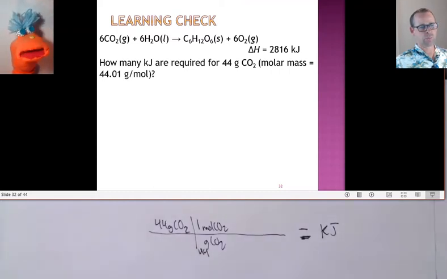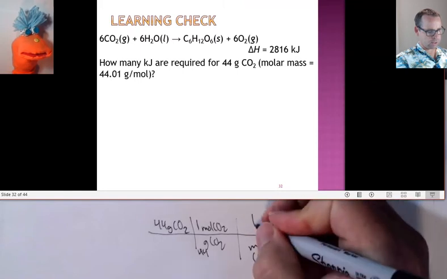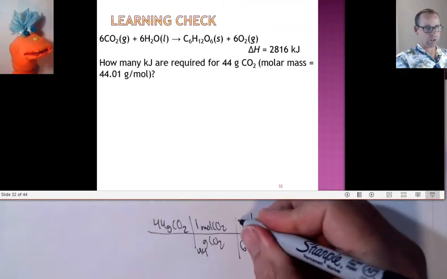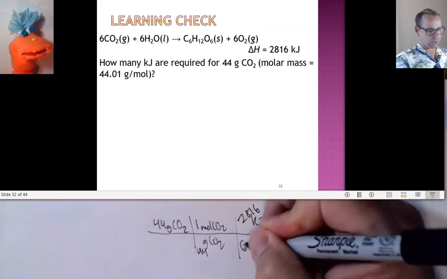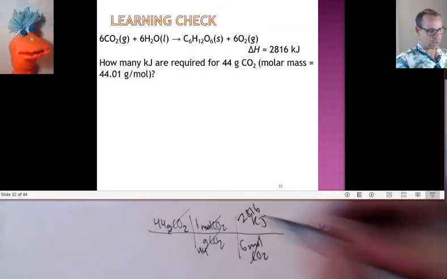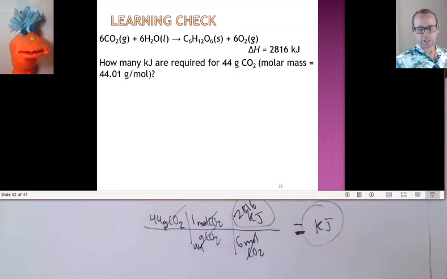No, you're just in moles of carbon dioxide. You need to go to kilojoules. How can I go from moles of carbon dioxide to kilojoules? The equation says 2,816 for every 6 moles of carbon dioxide. Very good. 2,816 for every 6 moles of carbon dioxide. So my moles of carbon dioxide are gone, my grams are gone, and I'm left in kilojoules of energy. Excellent job.